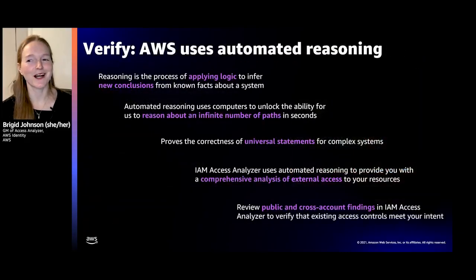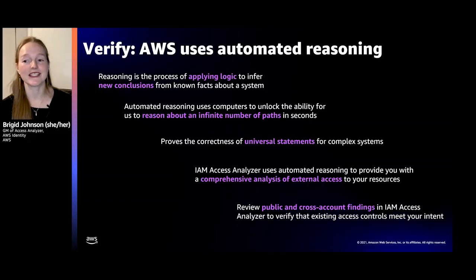So I dropped this word automated reasoning in there really quickly, and I want to double click on that because you're like, what was that? Automated reasoning is something that we are using all across AWS. I personally love how we're using it in Access Analyzer because it allows comprehensive analysis of your permissions.